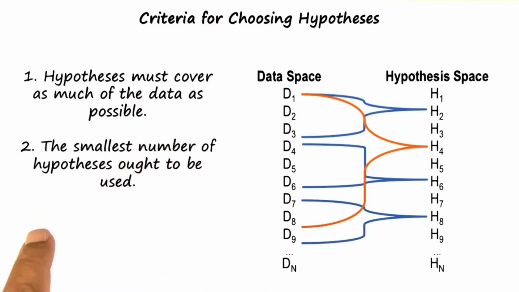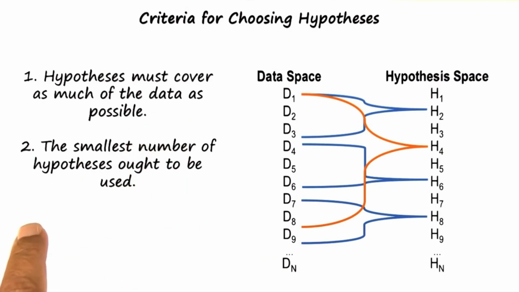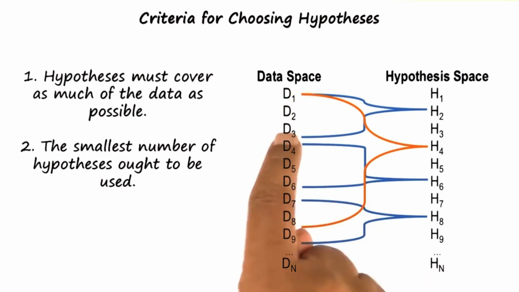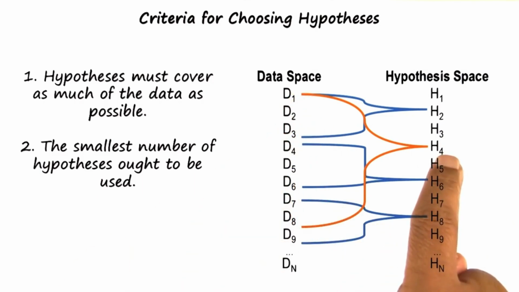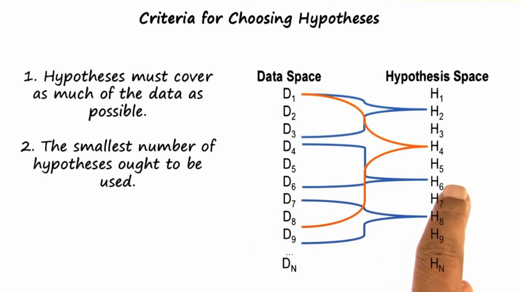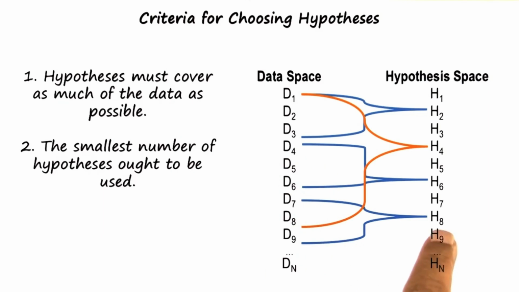The second principle for choosing between competing hypotheses is called the principle of parsimony. All things being equal, we want to pick the simplest explanation for the data. So consider the following scenario. H2 explains data elements D1 through D3. H4 explains data elements D1 through D8. H6 explains data elements D4 to D6. And H8 explains data elements D7 to D9.